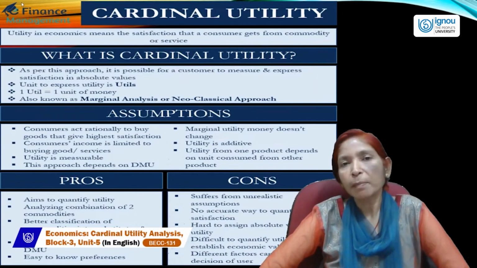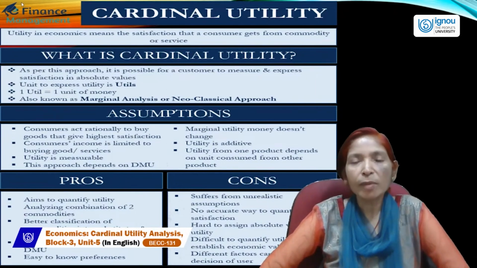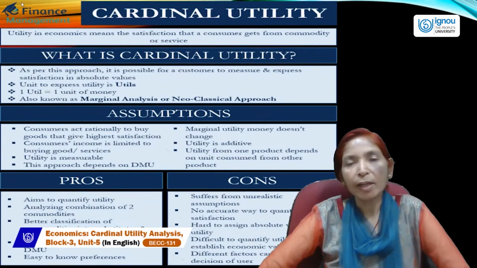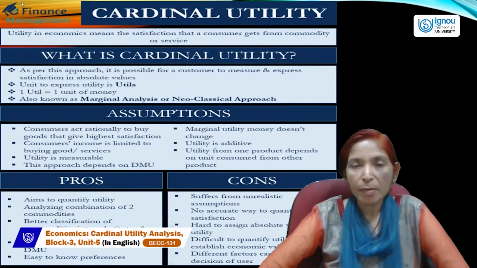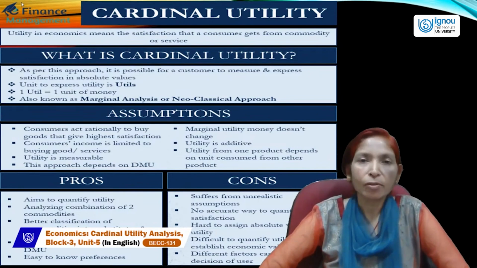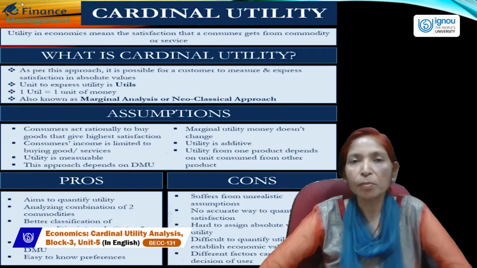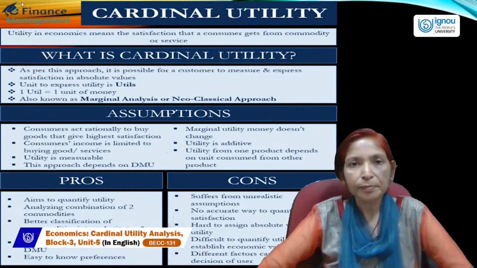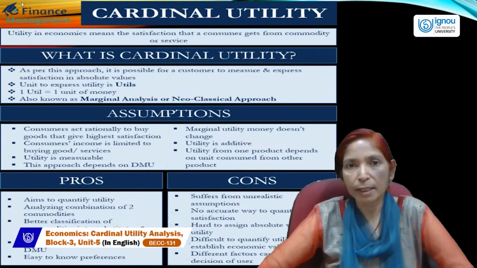As money supply increases, the value of money falls. When money supply falls, the value of money rises. It means the value of money can change according to the change in supply of money. Then how can we assume that marginal utility of money remains constant? It is not possible. But here Marshall assumed that.